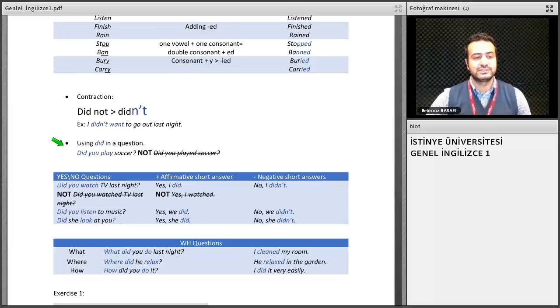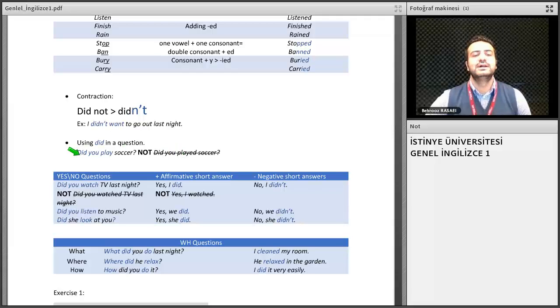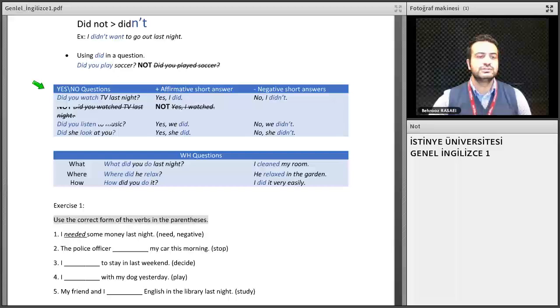Using did in a question, you need to use did in a question form. If it was present, we would use do or does, but here we are not talking about do or does. We are talking about past actions, and we need to use did to make a question. So did you played is wrong. When you use did, you should use verb 1. No s, no ed, no ing, nothing. Just like didn't. After didn't, verb 1. Let's go down.